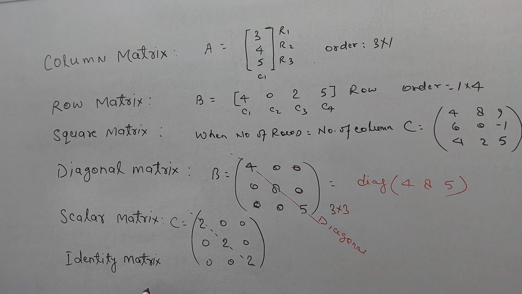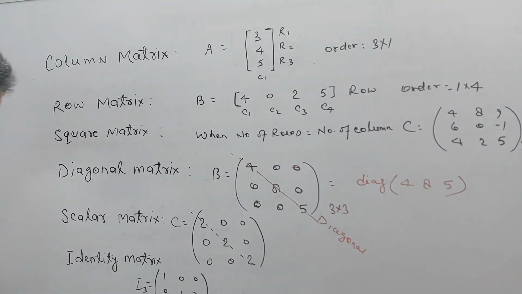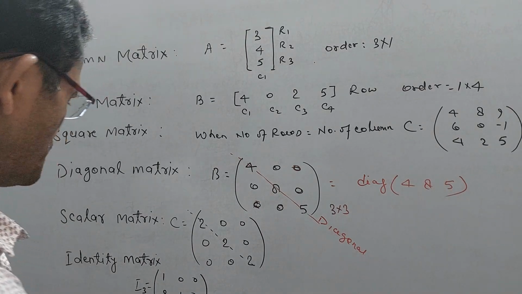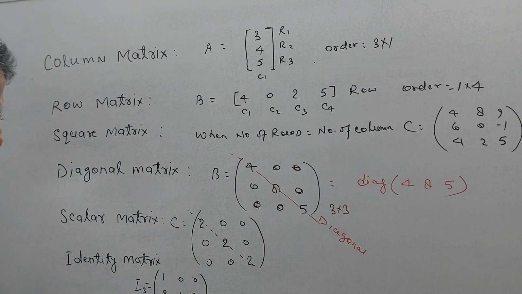Now let us express the identity matrix by I. So I3 is the representation, of order 3 by 3. Now its elements are 1, 0, 0 and 0, 1, 0 and 0, 0, 1. So here all entries of the diagonal are non-zero and equal to 1, and the non-diagonal elements are 0. Now its order is 3 cross 3. So we can say that the identity matrix is a square matrix whose diagonal elements are equal to 1. So these are some types of matrices.